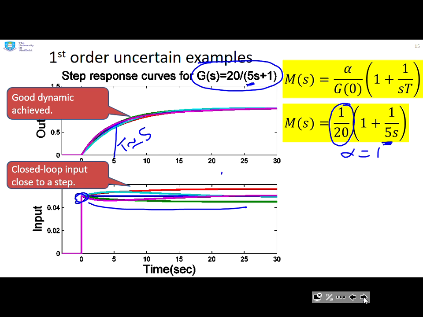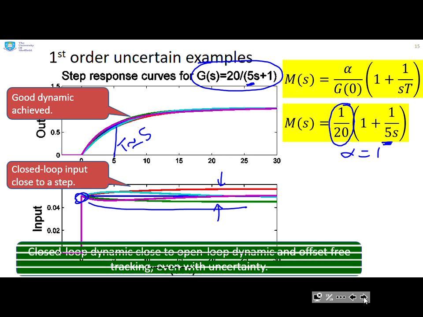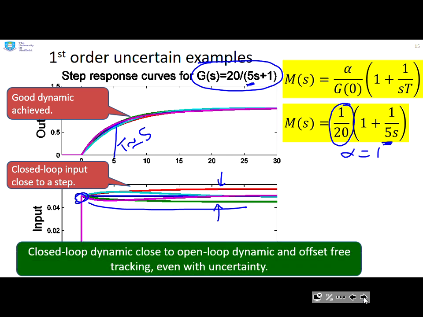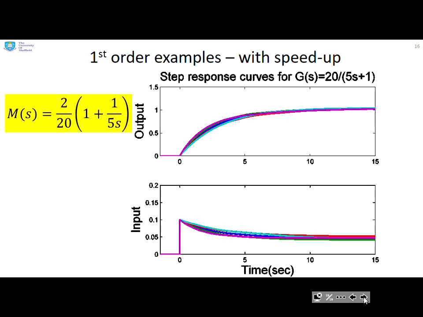Now, if you're wondering why we've got all of these different curves, it's because we've done some curves here with some uncertainty. So the actual system is not quite 20 over 5s plus 1. It might be 21 over 5s plus 1 or 20 over 5.5s plus 1. So we're just demonstrating that for some uncertainty in the model, this PI still gives behavior close to what you want. So the closed loop dynamic is close to the open loop dynamic and offset free tracking, even with some uncertainty.